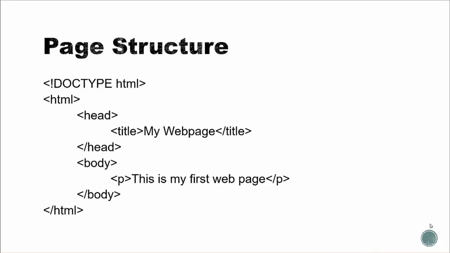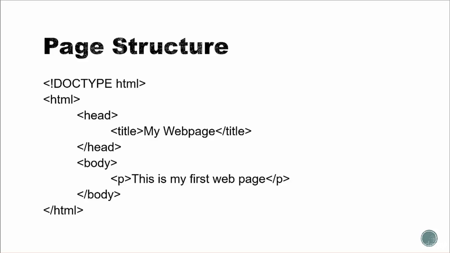So here's an example of an HTML page structure. We have the doc type at the top. The doc type basically declares what version of HTML or XHTML we're using, and I'll get into that in a little bit. And then you can see we have our HTML tags, which wrap the entire document. And then we have two areas. We have a head area and a body area.